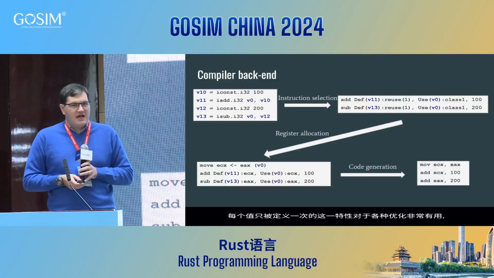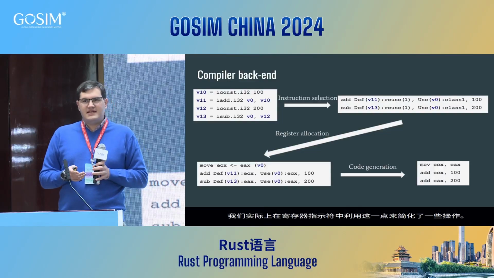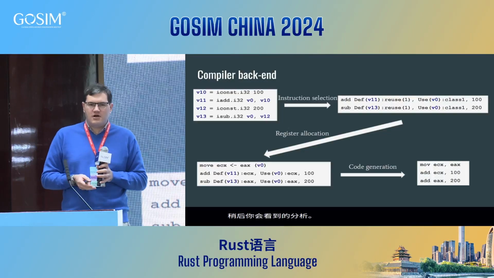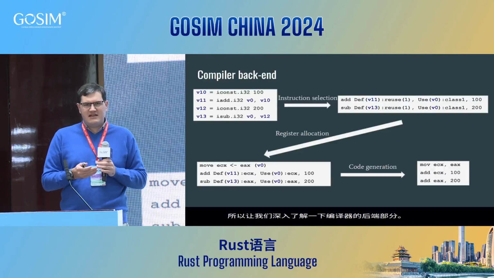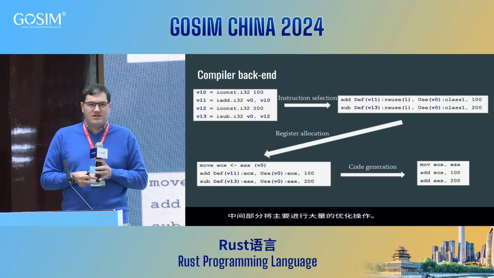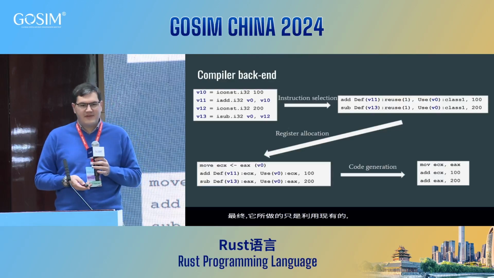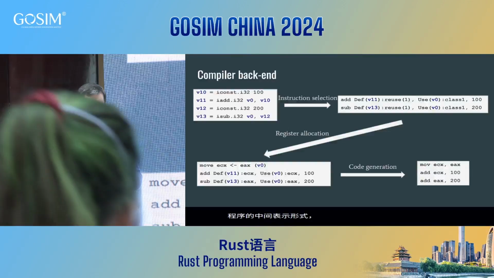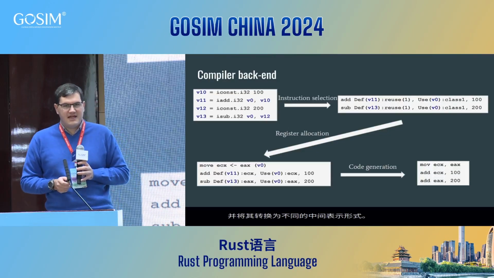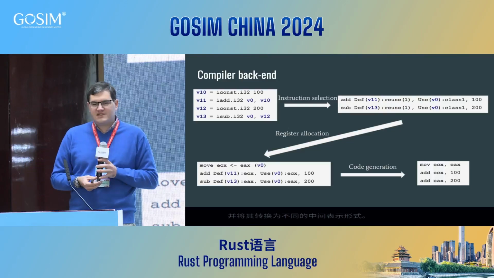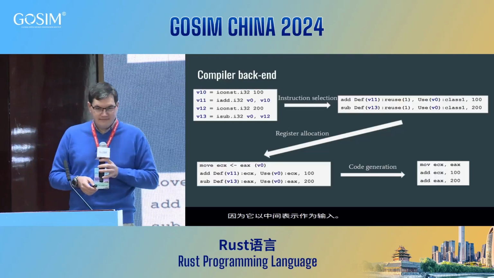So let's take a deeper look at just the backend part of the compiler. The middle end will essentially do a lot of optimizations, but in the end, all it does is take an existing intermediate representation of a program and transforms it into a different intermediate representation. The backend is a bit more complex because it takes the intermediate representation as input and then processes it through several stages to generate assembly code. The first stage is instruction selection.